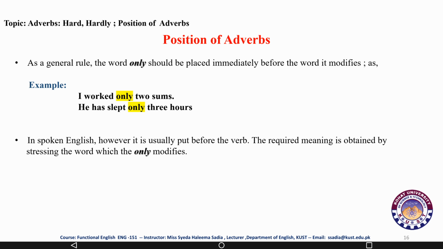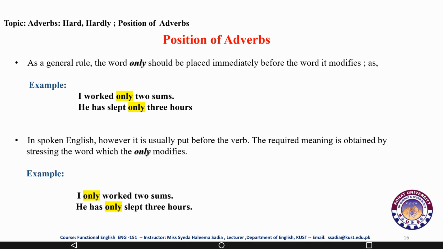In spoken English, however, it is usually put before the verb, and the required meaning is obtained by stressing the word which only modifies. For example, I only worked 2 sums. He has only slept 3 hours. So here you can see there's a slight difference. What is the difference? We can see the above and below sentences have differences, and they are saying the required meaning is obtained by stressing the word which only modifies.